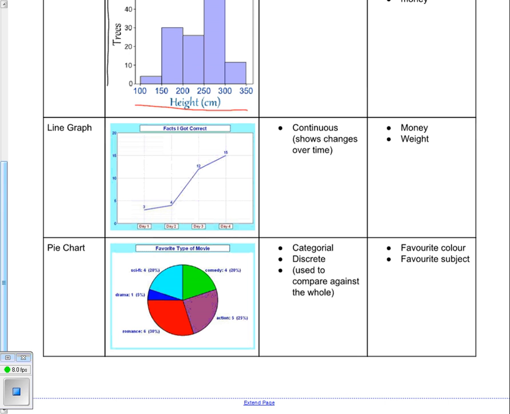So just a quick synopsis, pie charts and bar graphs are really good for displaying categorical and discrete data, and histograms and line graphs are really good for showing continuous data.